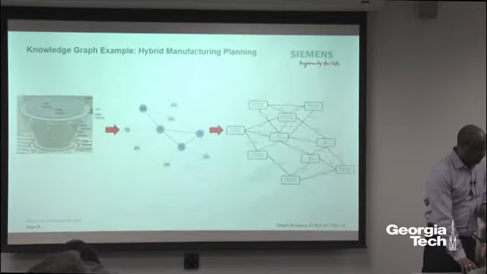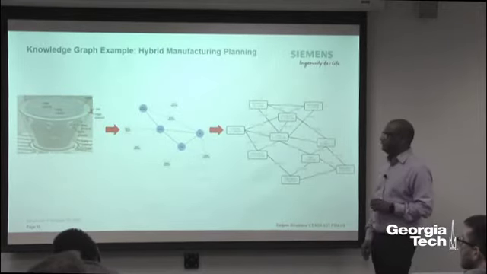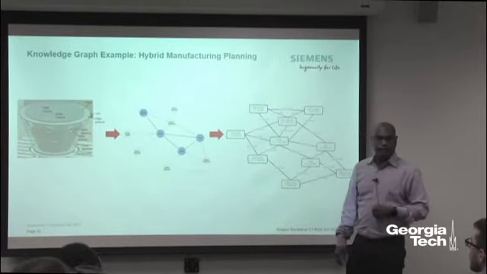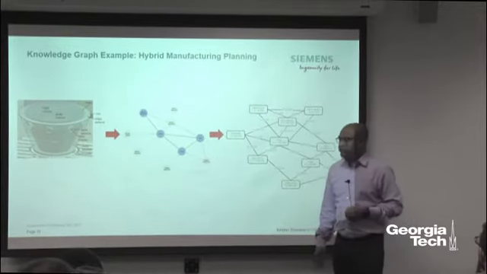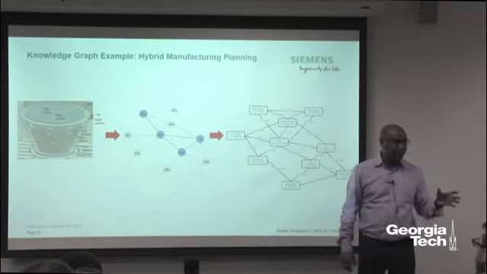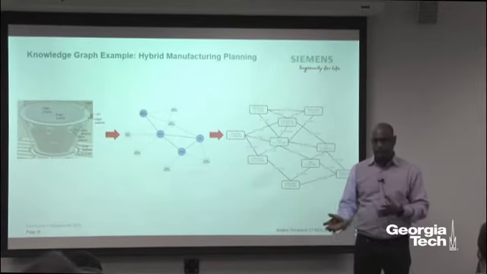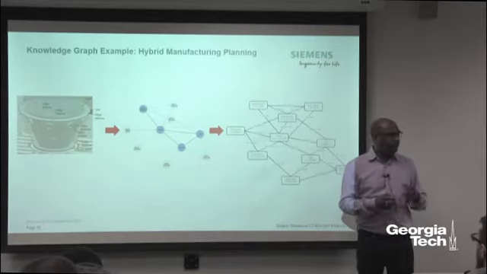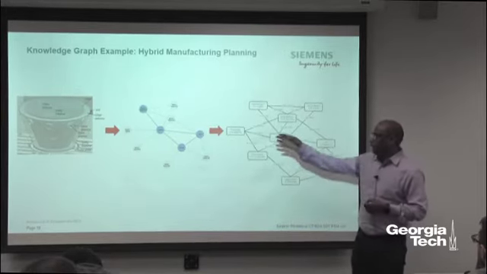Let me skip that. Okay, so this one is the knowledge graph which we utilize for the hybrid manufacturing use case, where the goal was that given a CAD part and given a set of resources, what kind of subtractive and additive operations I should take to make this part.